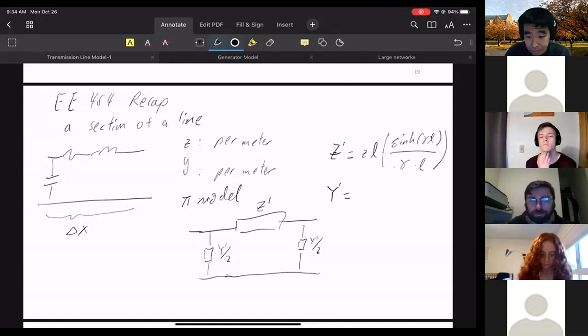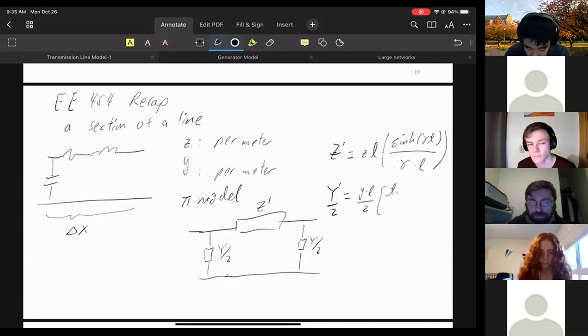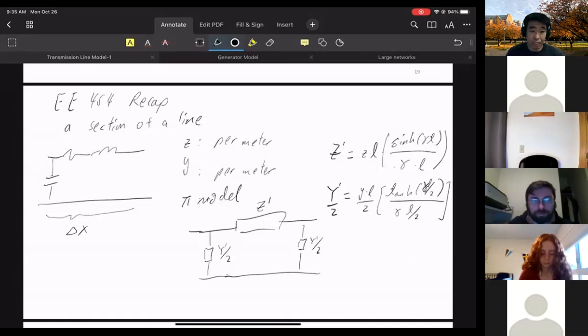For Y prime, we have basically the small y times L over 2 multiplied by another correction factor, always tanh of gamma L over 2 divided by gamma L over 2. You can find these equations in the slides and in the book. To use them, we just need to remember that it's not always just the per meter number times a length. For long enough lines, you need a correction factor, and whether we need it or not depends on the length of the line. For a fairly short line, the correction factors are almost one. For a long line, they still matter.